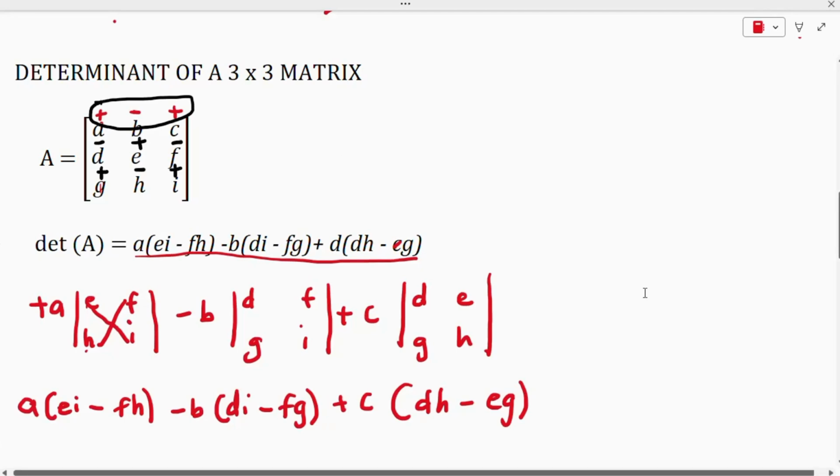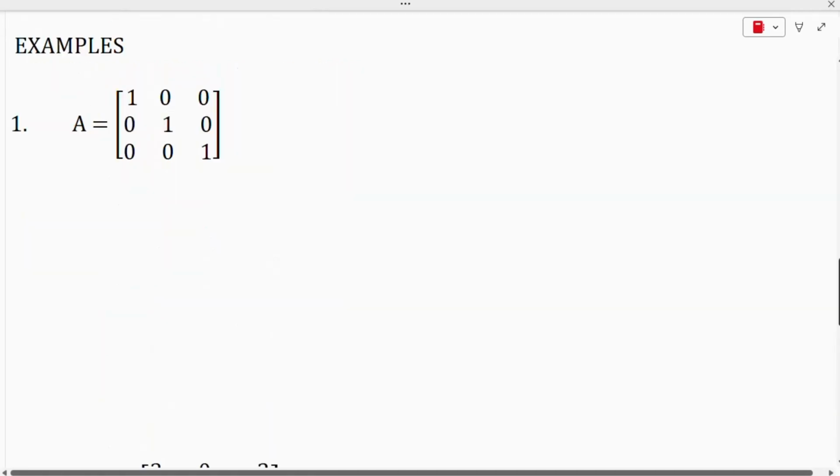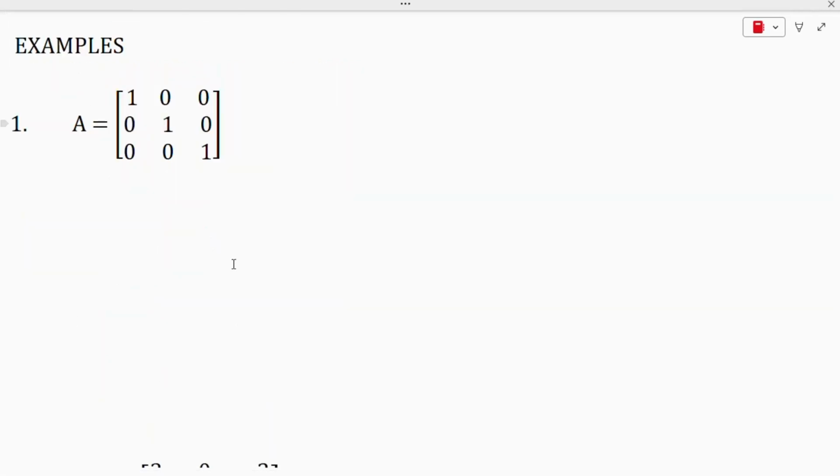So from here, we're going to walk through different examples in order for you to be able to understand how to find the determinant of a 3 by 3 matrix very well. So right here we have the first example, and this first example is a 3 by 3 identity matrix. In our previous video on special matrices, we talked about the identity matrix, and one of the properties of an identity matrix is that its determinant is always 1. And I said I'm going to prove that using this video right here. Okay, so this is it right here.